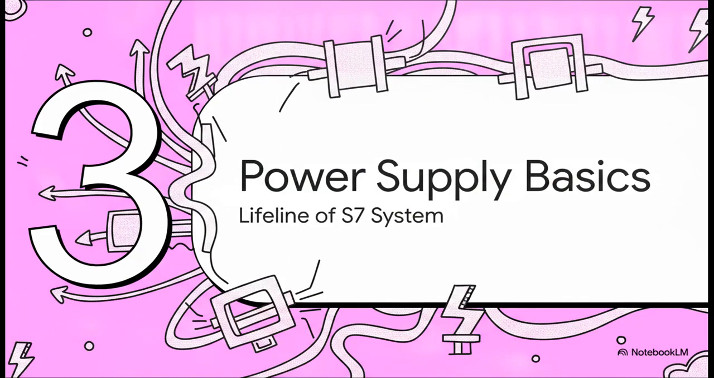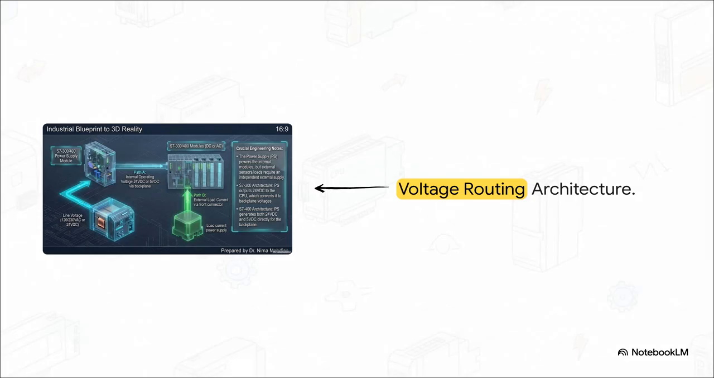Section 3, Power Supply Fundamentals, the lifeline of the S7 architecture. Tracing the energy flow across the blueprint, you'll want to notice path A. This is your internal operating voltage flowing directly across the backplane to power the modules. Then we have path B, and that handles the external load current via the front connector for things like sensors and actuators. What I really want to explicitly highlight here is the S7400 architecture rule on the right. The power supply generates both 24 volts DC and 5 volts DC directly for the backplane. It literally handles both lifelines simultaneously.